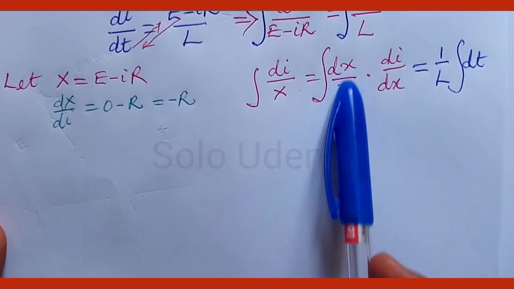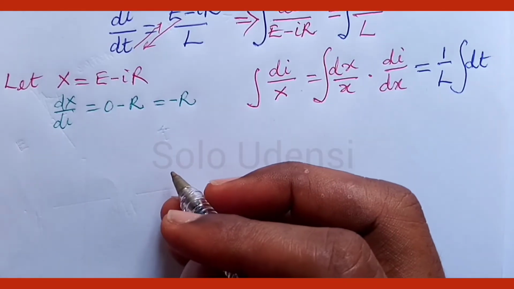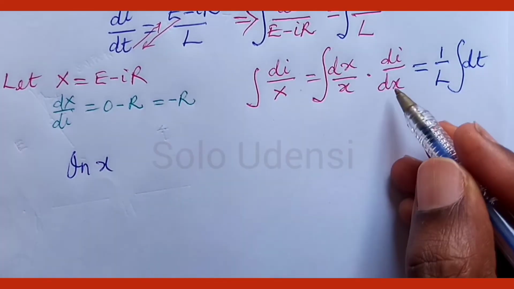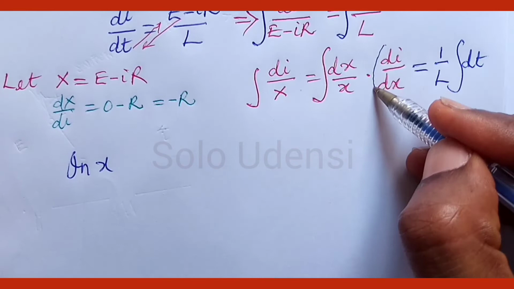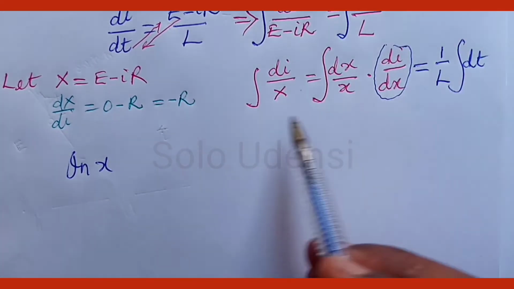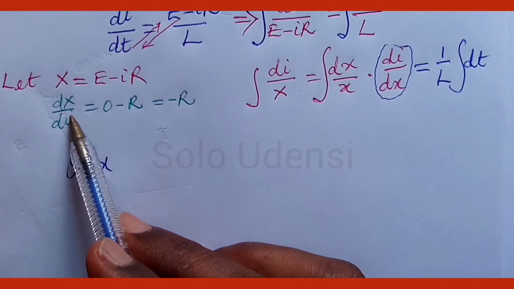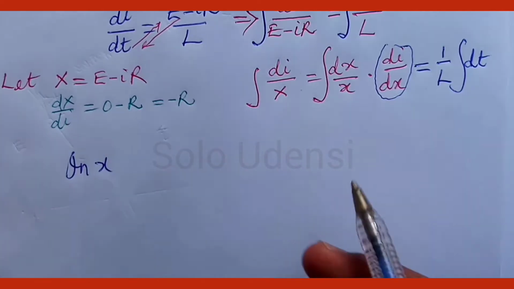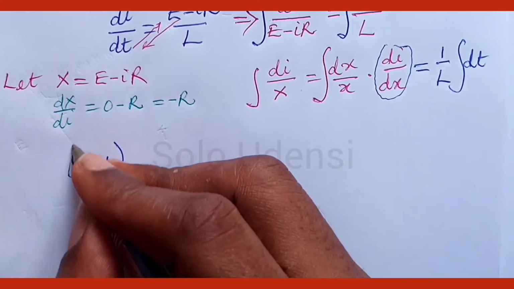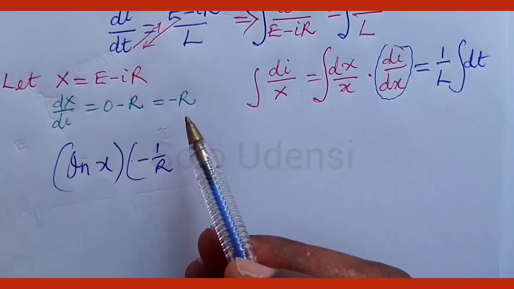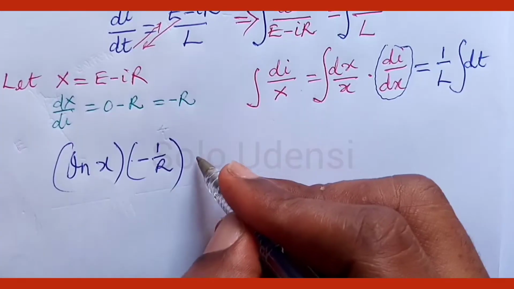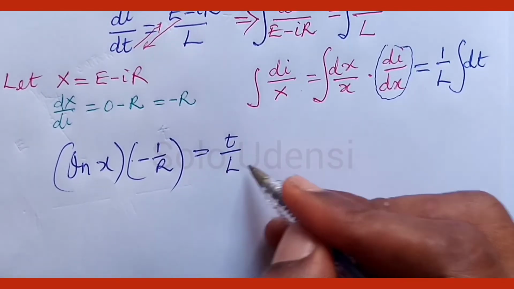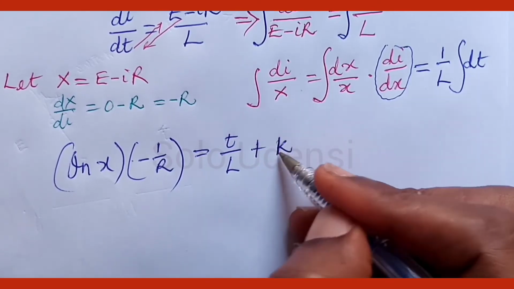If we integrate this one, you have it to be log x, and this one already is 1 over r minus 1 over r. The dx over dI is that, so that one will be minus 1 over r log x is equal to t over L plus constant of integration.